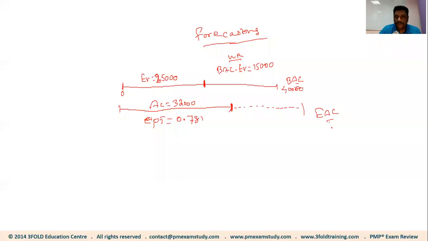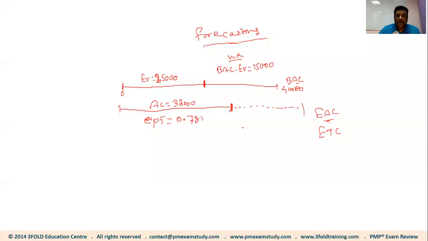And then once we find EAC, we're also going to find ETC, estimate to complete. Now, again, what is EAC? EAC means, to complete the entire project, what is the forecast cost? By the time you complete the project, how much do you end up spending? That's the question we are trying to answer in EAC.